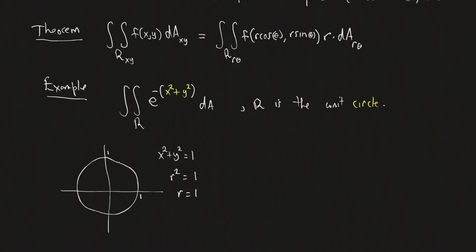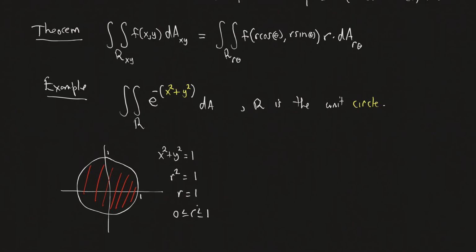But since we're integrating over the entire region, which is not just the boundary, but everything inside, in fact, let me actually shade it. So it's actually everything bounded by the unit circle. That's our region right there. Then our radius goes from 0 to 1. So that will be our limits for r, between 0 and 1. All right. So that's our r variable.